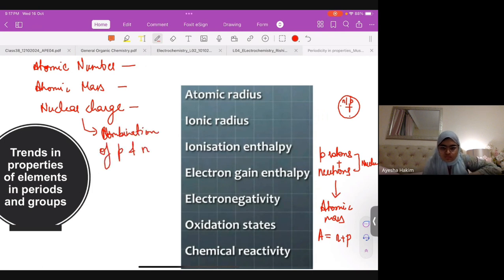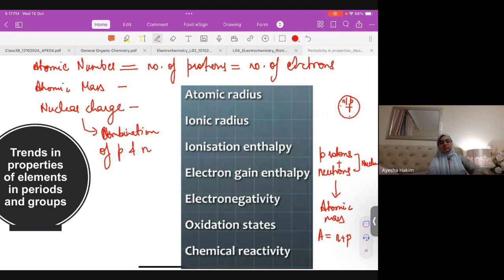Combination of protons and neutrons is called nuclear charge. So atomic number is actually equal to the number of protons, or you can say the number of electrons. Okay, fine. So now your modern periodic table has been classified based on the atomic number. An atomic number is nothing but it is equal to the number of electrons and number of protons.